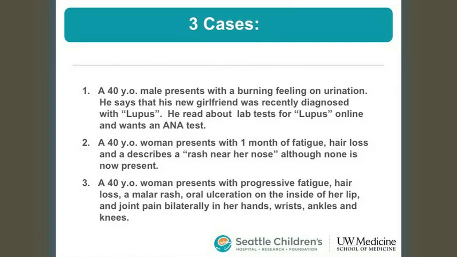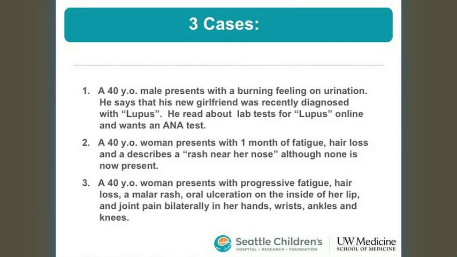And now look at this person. A 40-year-old woman presents with progressive fatigue, hair loss, malar rash, oral ulceration on the inside of her lip, and joint pain bilaterally, in her hands, wrists, and ankles. This lady's going to have lupus, right? This person has less than a 1 in 1,000 chance of having lupus, right? And then this person's in the middle.